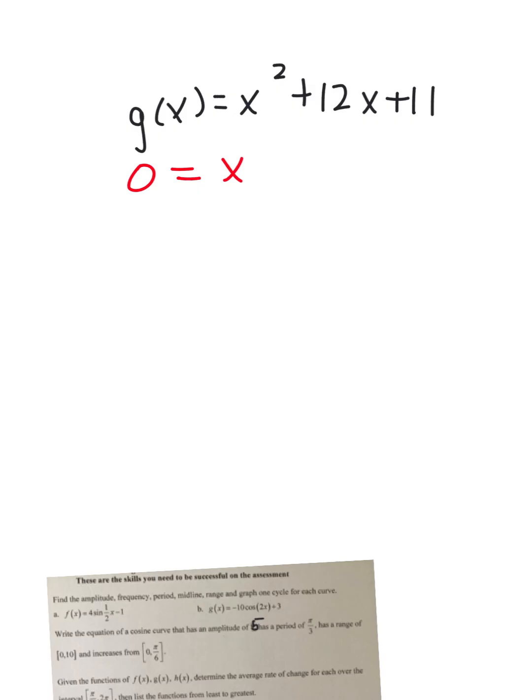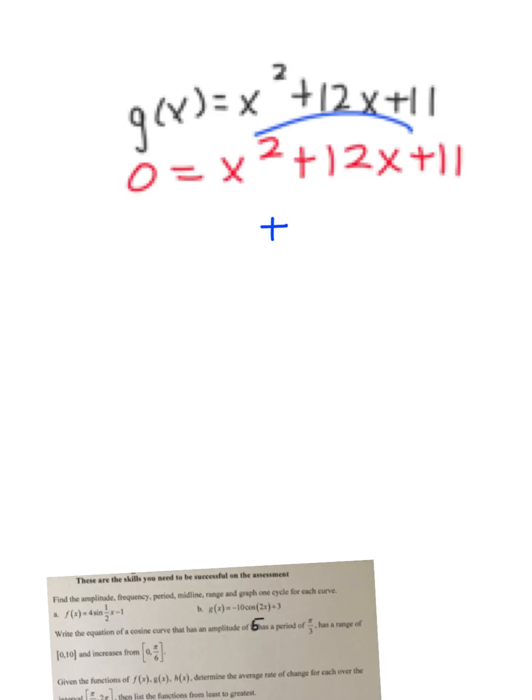Okay, 4b is g of x is equal to x squared plus 12x plus 11. All right, we're going to factor and find the zeros. So I set it equal to 0. All right, so I'm going to do master product, multiply the first times the last.